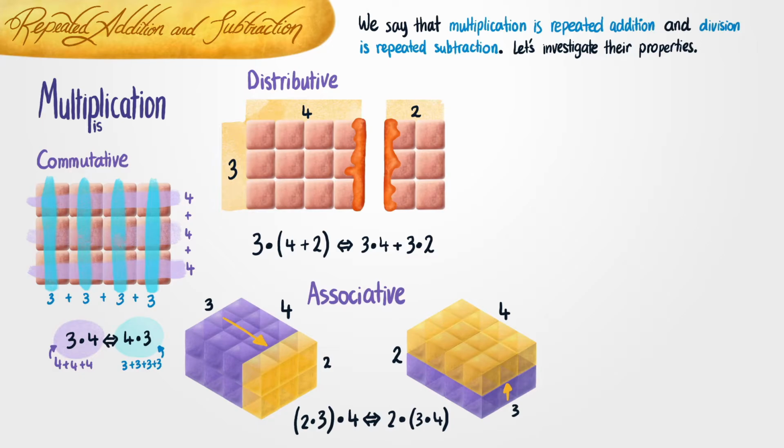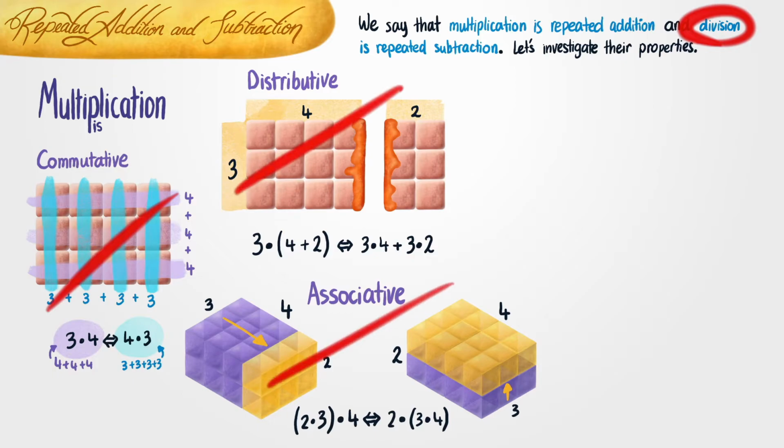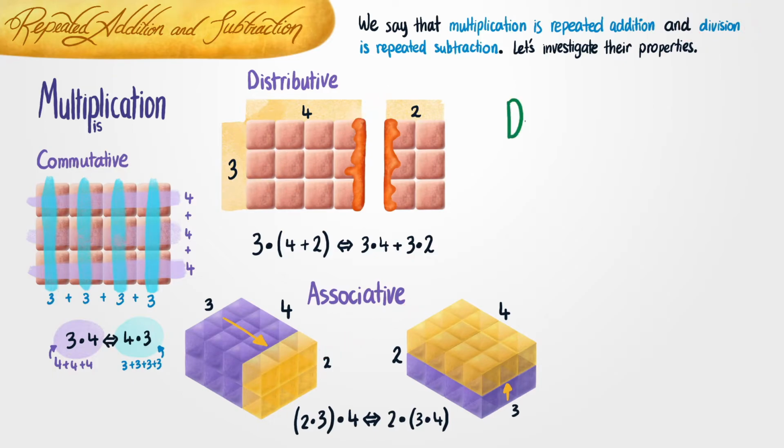So at the beginning of this lesson, I promised to talk to you about division, and it turns out that division doesn't have any of these properties, at least not in the way you'd expect. Now before we examine whether division is commutative, distributive, and associative, we should first ask the question of what is division and how exactly does it work?